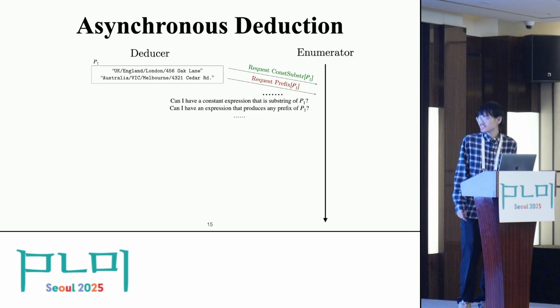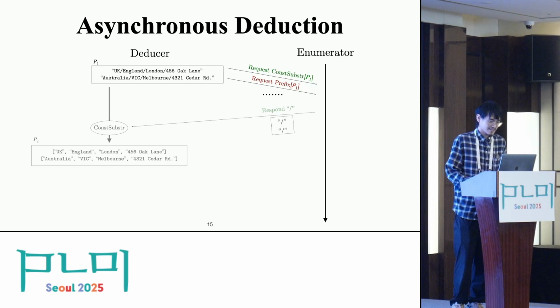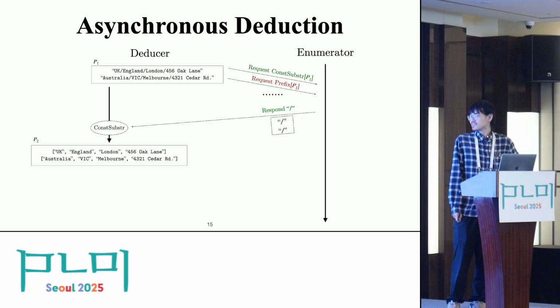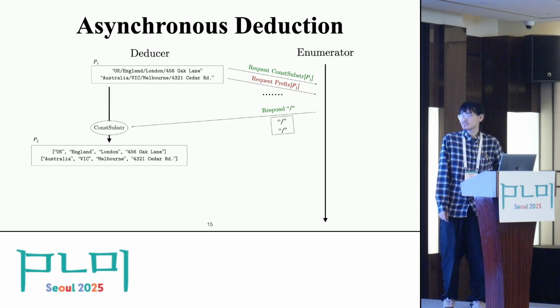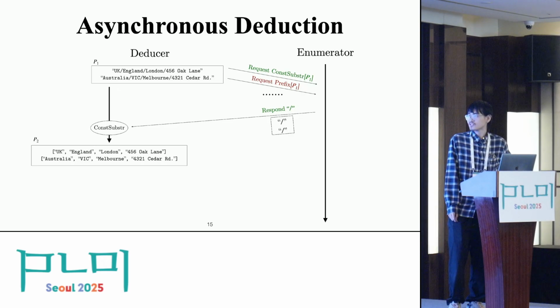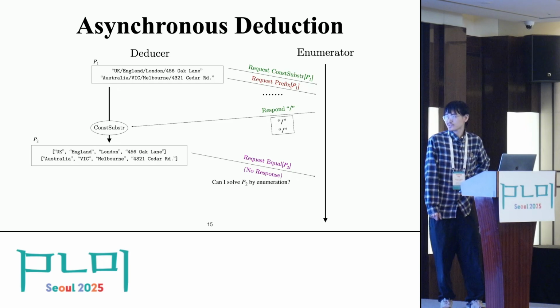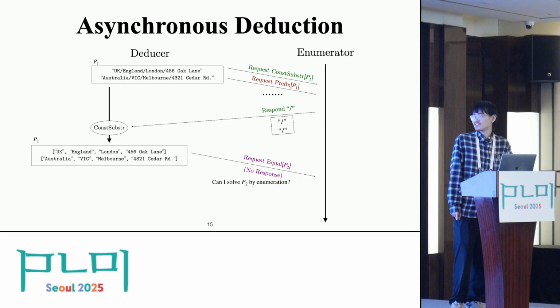While sending a lot of those questions to the enumerator, the enumerator can handle all of those questions simultaneously. And after a while, it found an interesting expression, which is slash. This expression is a response to the join operator. So when the deducer meets this expression, it further deduces P1 using the join operator into P2, which is a list of components from P1. We can further ask some questions from P2, but here we simply ask if P2 can be solved by enumeration alone.